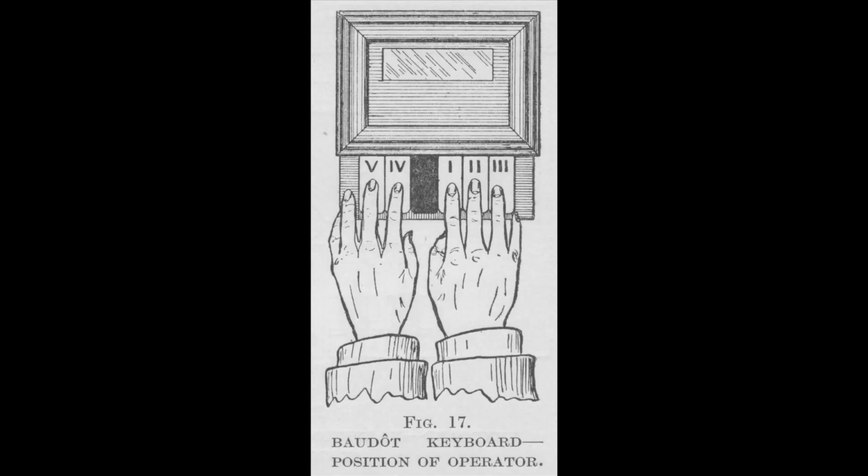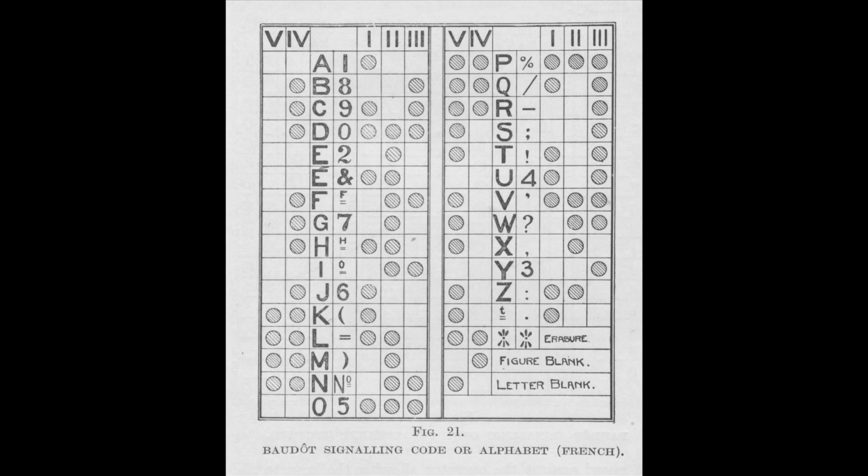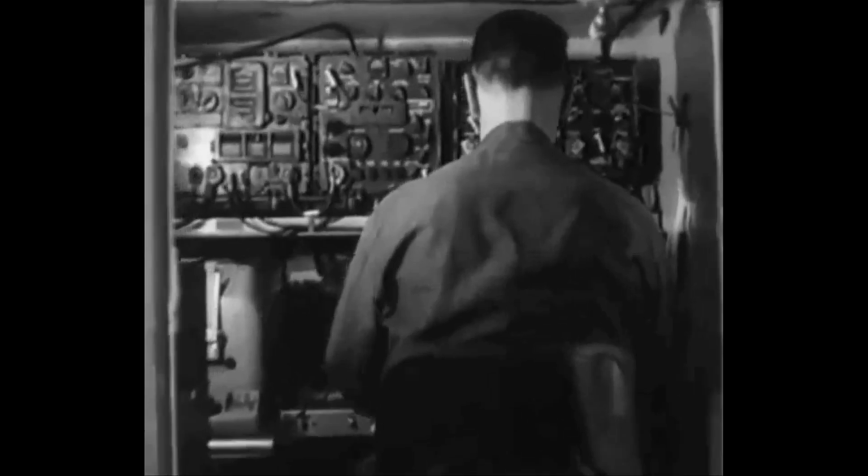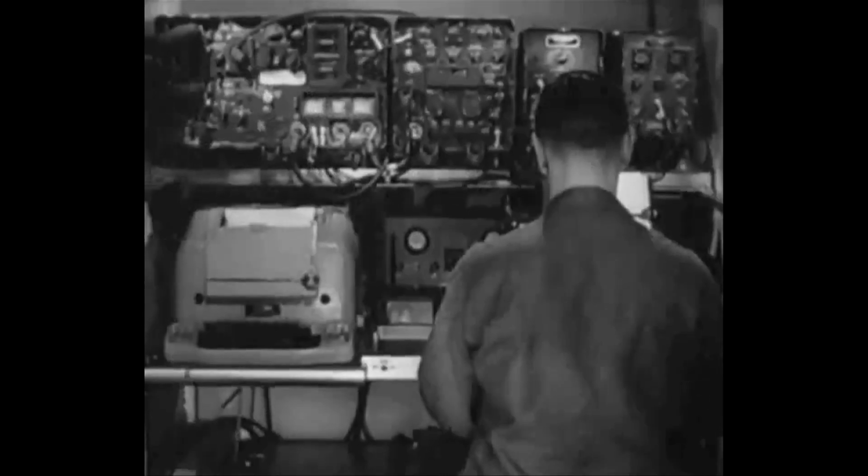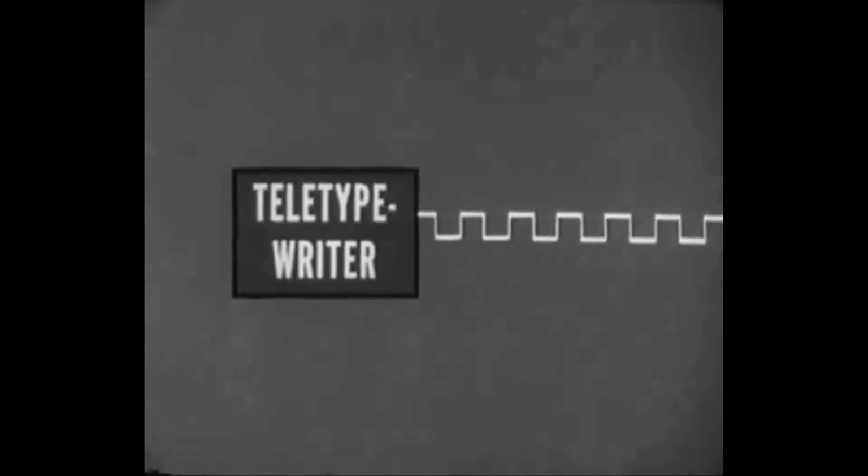With 5 notes, each either on or off, you can play 2 to the power of 5 or 32 different chords. The code assigned the 32 different chords to each letter of the alphabet, with the leftover used for carriage returns, new line, and spaces. So the operator would literally play letters, and their machine would automatically output a pulse stream representing the letters.